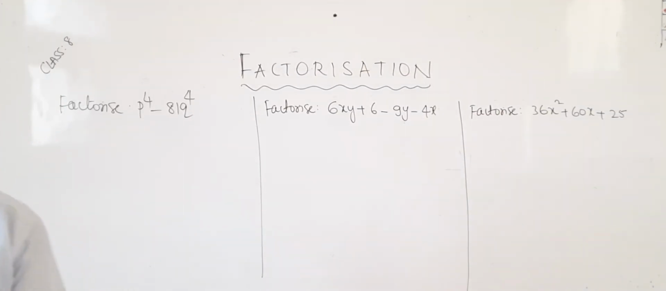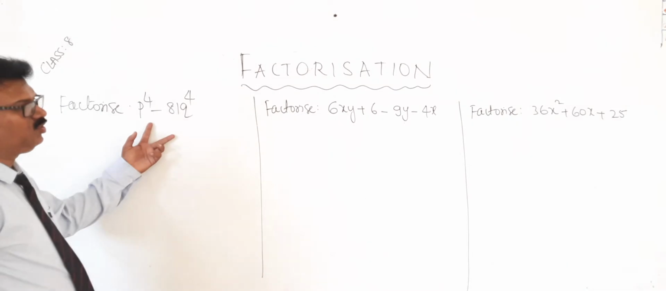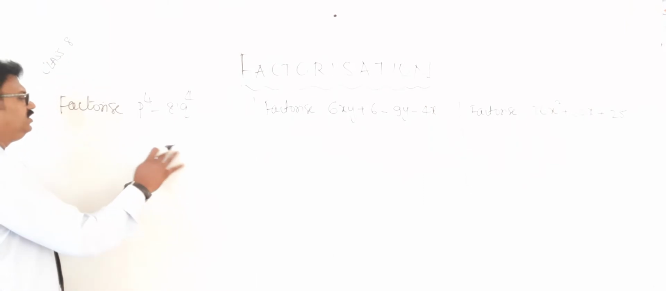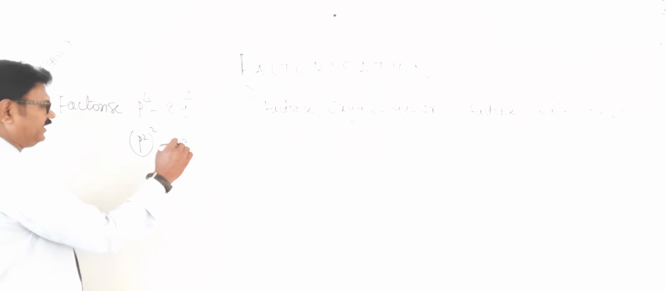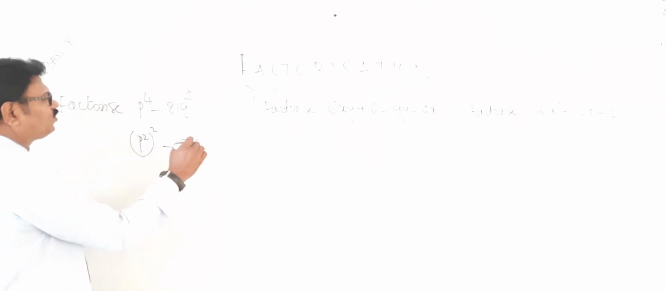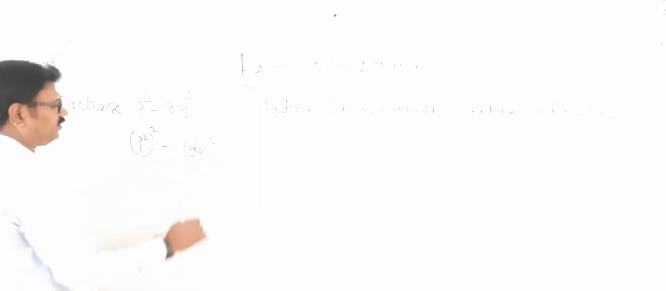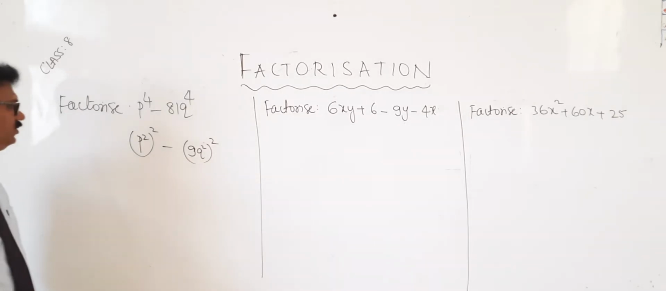Yes, one more set of problems, very simple problems again. Here again, only two terms are there. Two terms are there means it is nothing but a square minus b square only. But we have to change this. How? Very simple. P square the whole square minus 9q square. Sorry, you can write down. 9q square whole square. Yes, like this.